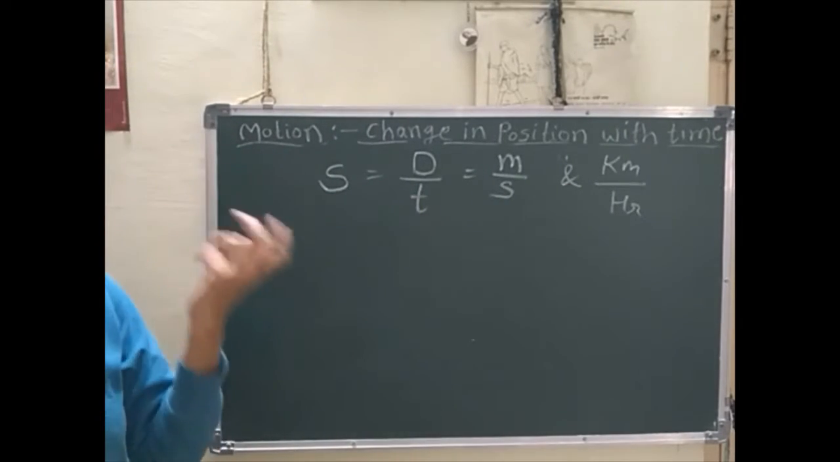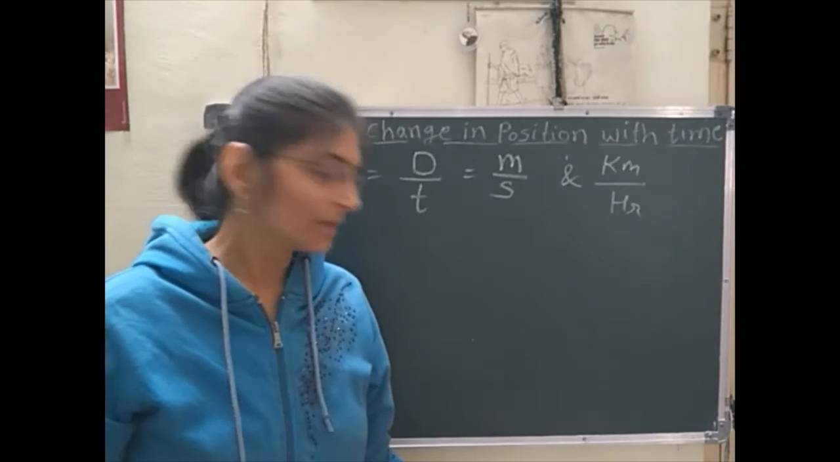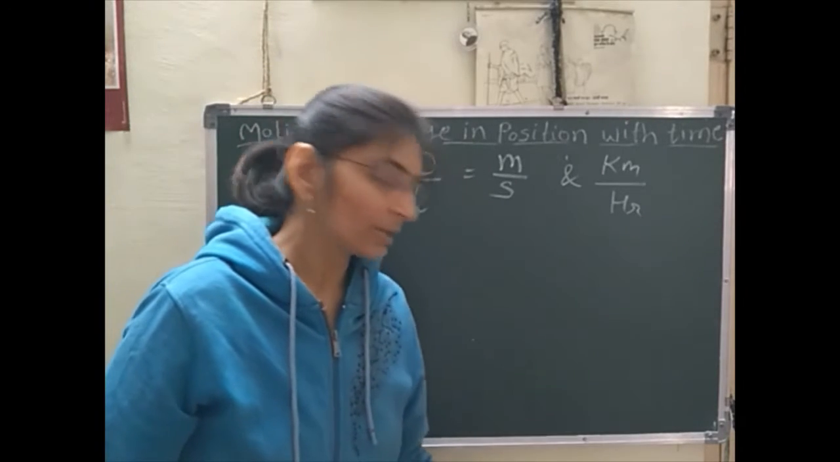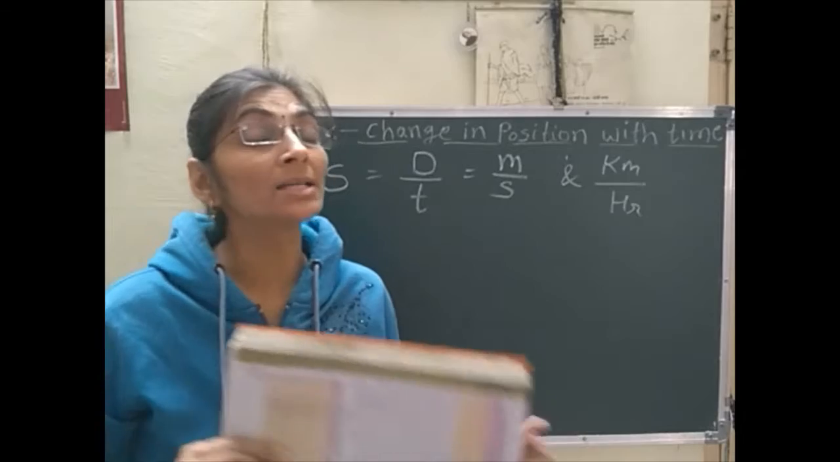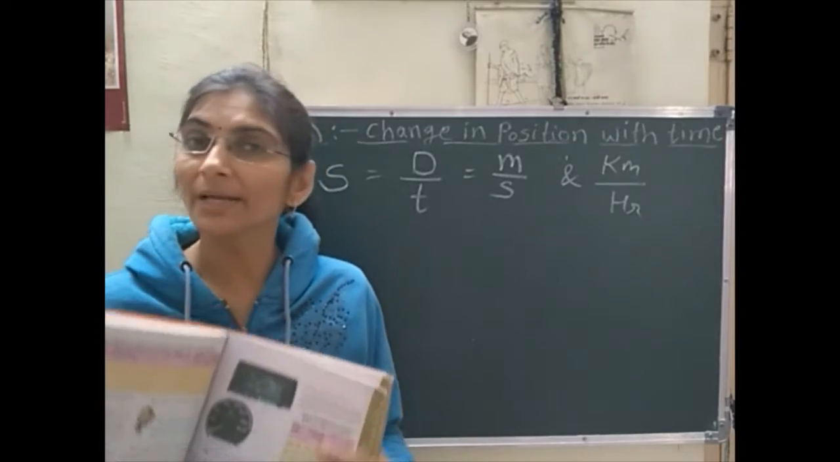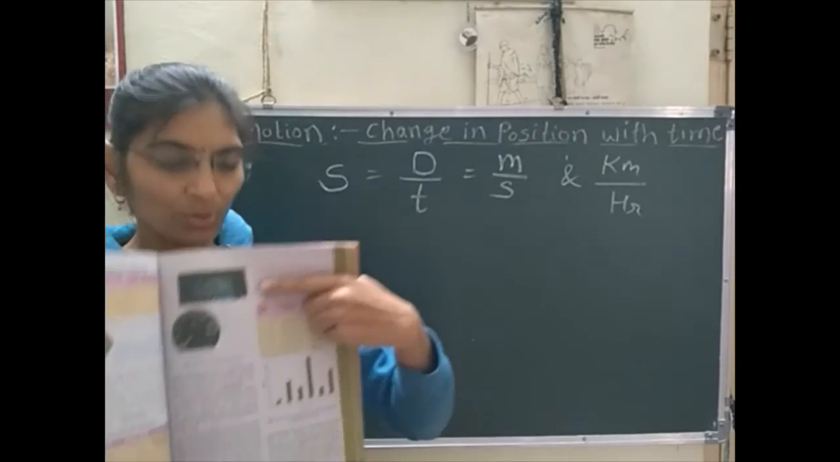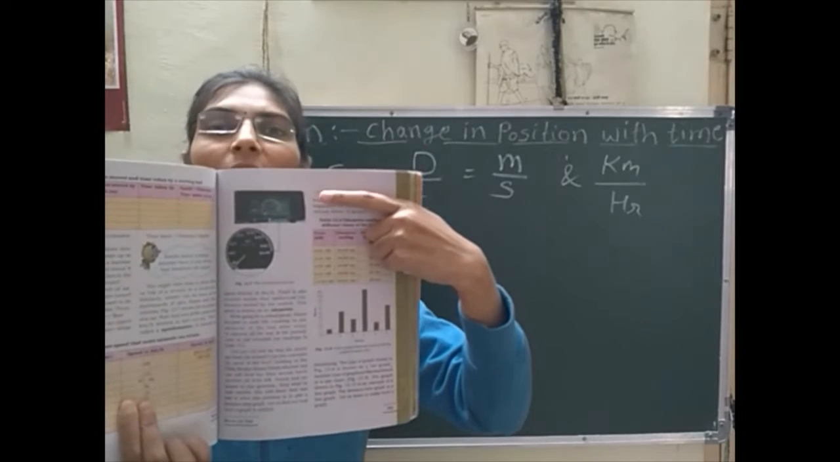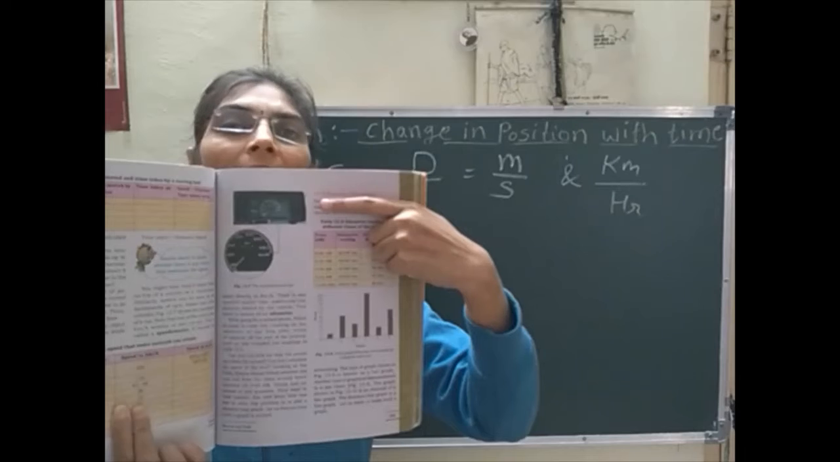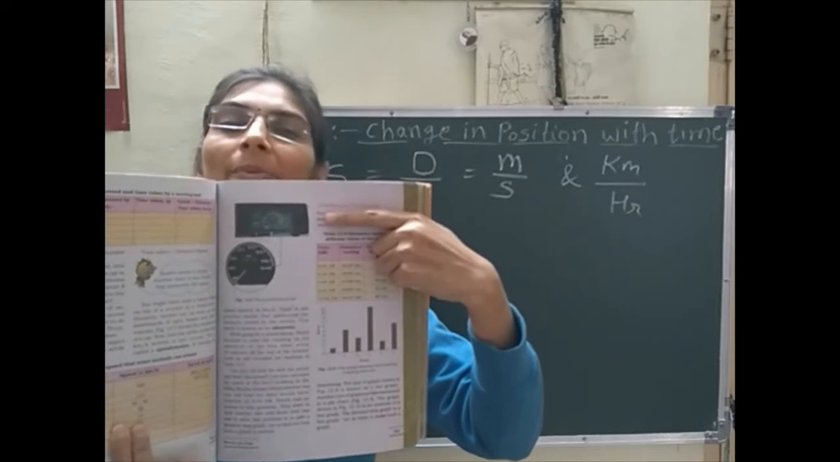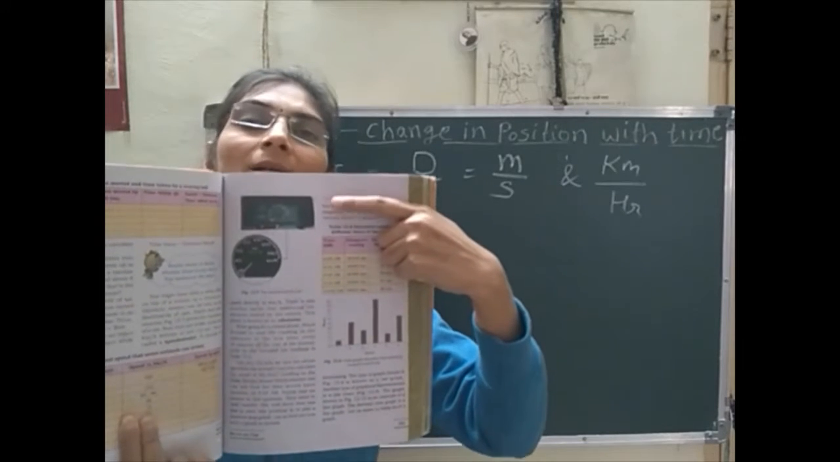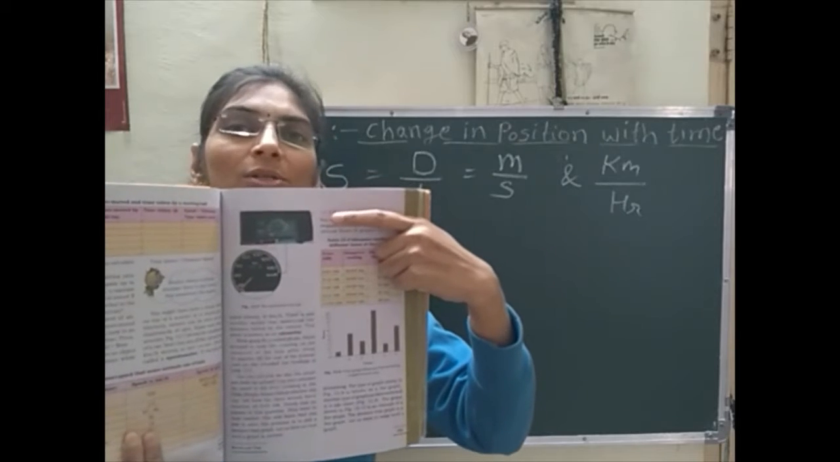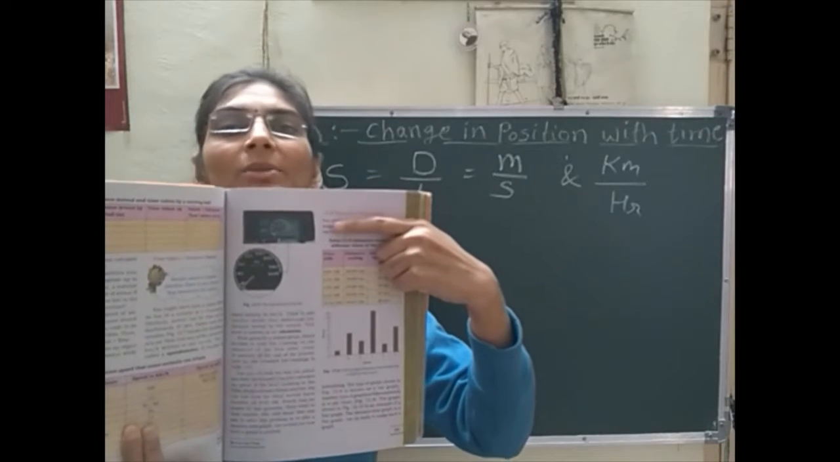And again, how to measure the speed of a vehicle? That speed is indicated by the speedometer which is present in the vehicle. So this speedometer indicates the speed at which the vehicle is traveling. Okay. So the speedometer indicates the speed of the vehicle.